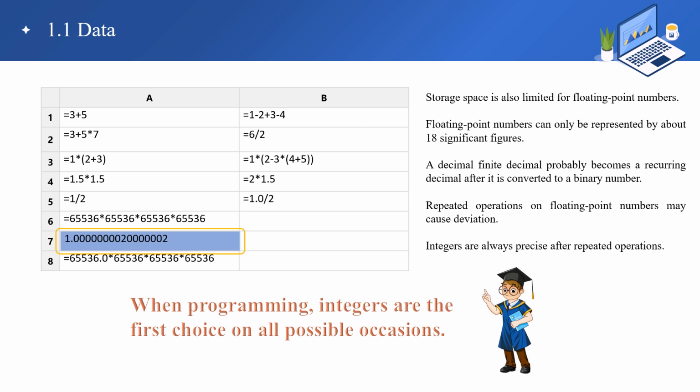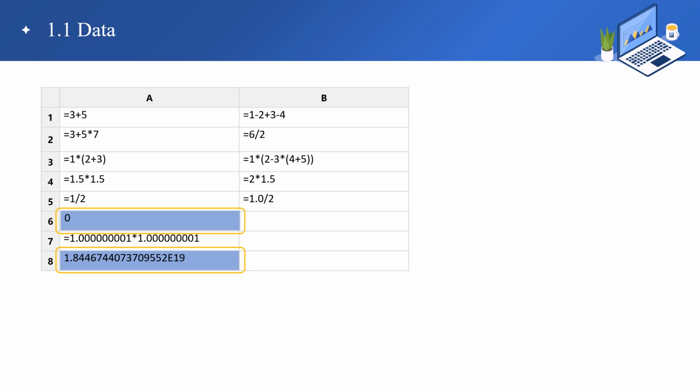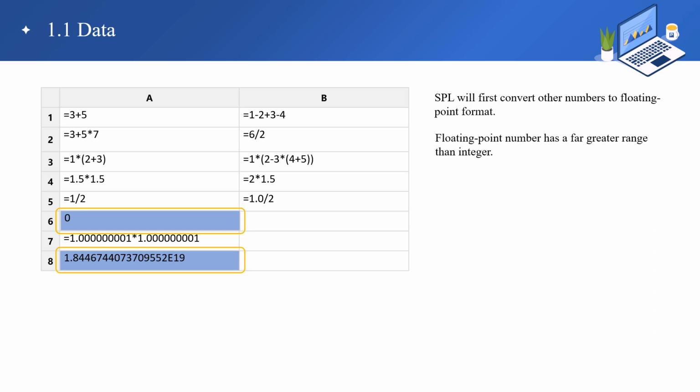Let's look at A8. Unlike A6, it records 65,536 as 65,536.0, which tells the computer that this is a floating point number instead of an integer. SPL will convert a number to floating point format, which has a far greater range than integer, for computations to get the correct result instead of an overlimit number.